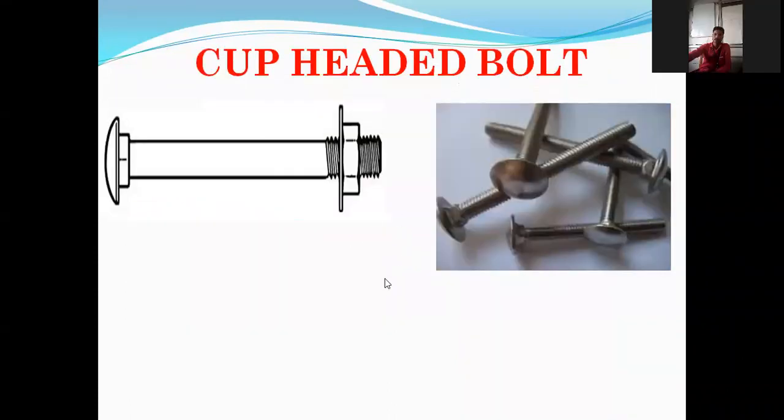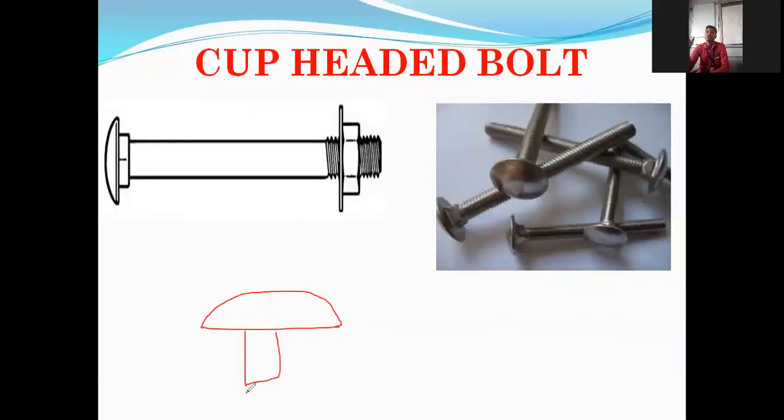Cup-headed bolt. So its head is something like a cup. The shape of it is like a cup. Something like this, a cup. Where is this used? Its head is again something like a cup. That's why it is called cup-headed bolt. Further, where is it used? Why is its shape made like this?